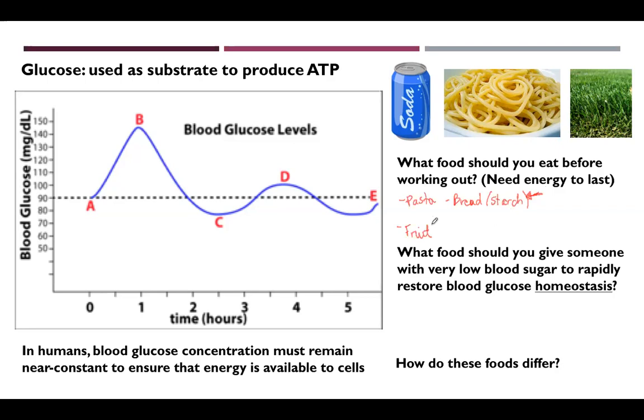Now, the fruit, I like your idea because it will give us energy, but it might be a better fit here because we want to rapidly restore blood sugar. Fruit has glucose in it that's more readily available for our bloodstream to absorb. So fruit would definitely be good to give to someone.